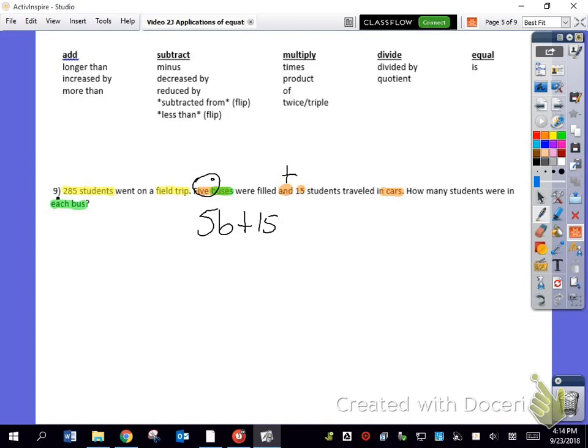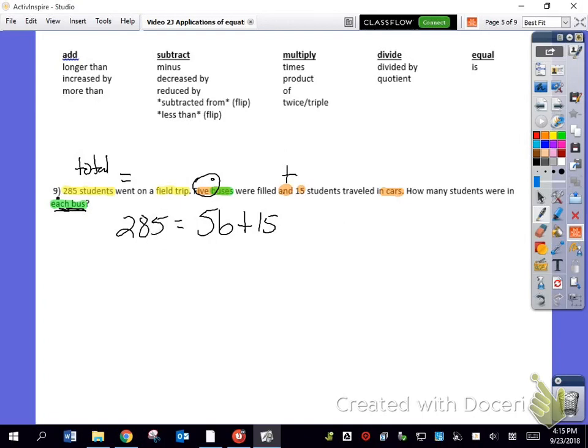So 15 went in the cars. It didn't say each car, it just said they went in cars. That's why we don't do times there. This, it said each bus, so that's why it's the times. Now, the 285 is the total, so 285 equals 5b plus 15.